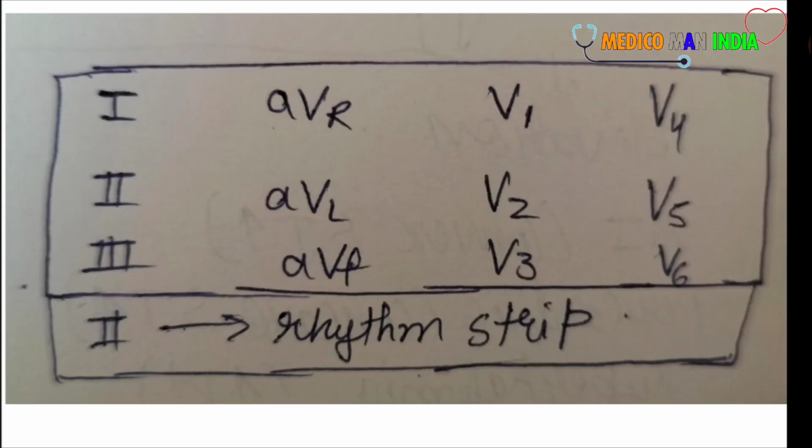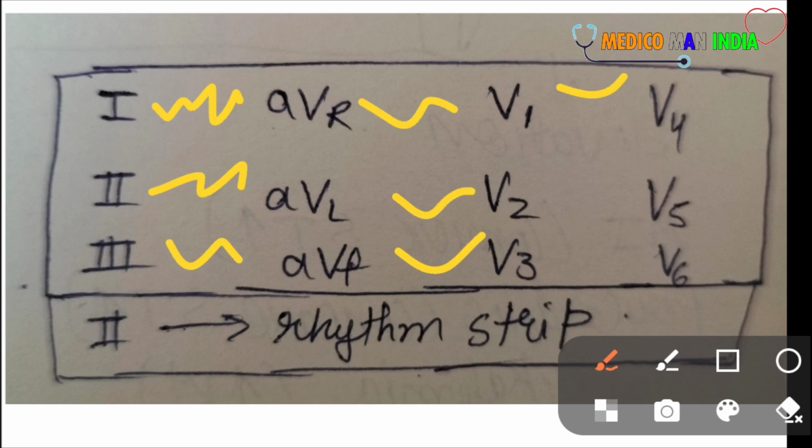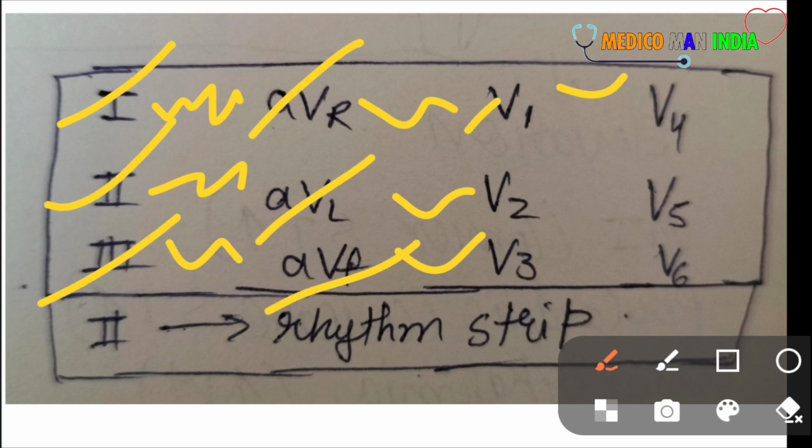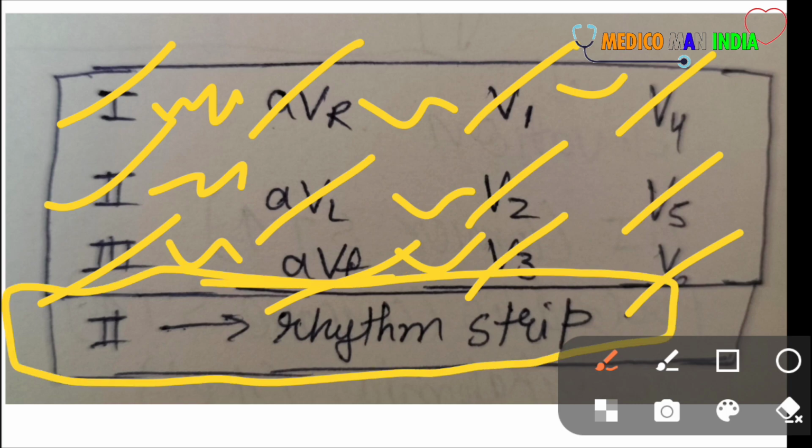See, every time the graph will be in the same pattern. Here is lead 1, here will be one graph, here will be one graph, this type, okay? Here is lead 1, lead 2, lead 3, AVR, AVL, AVF, V1, V2, V3, V4, V5, V6. The one which is given fully downside will be lead 2. Okay, lead 2 is also known as the rhythm strip.